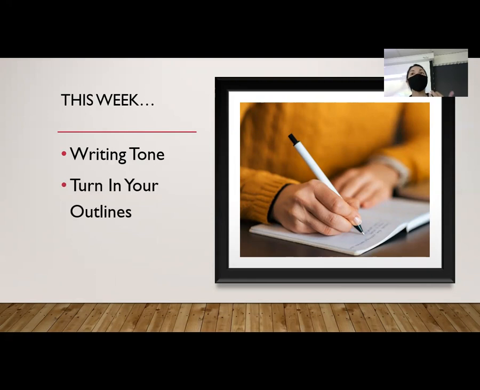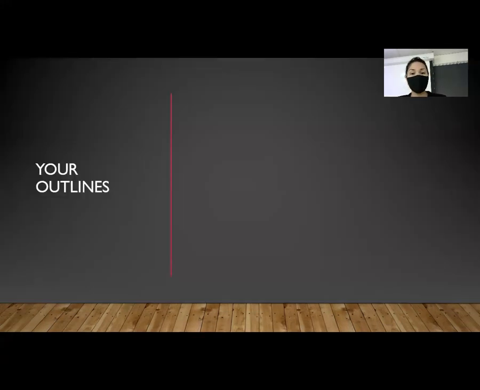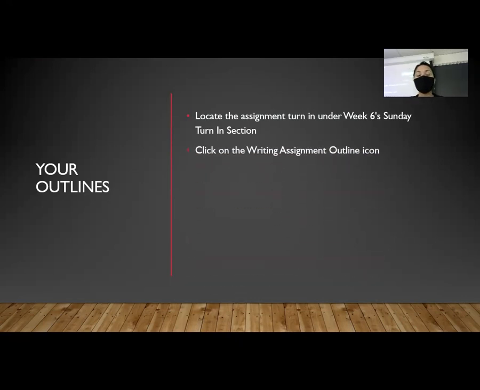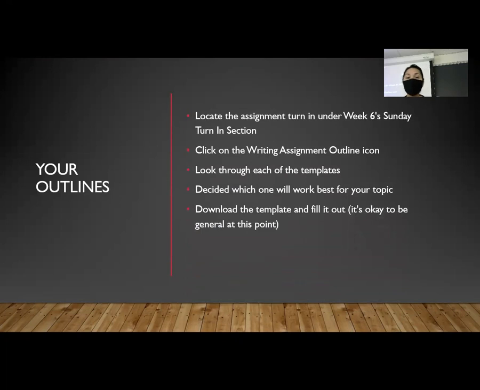Also in this week's Sunday section turn in, you will find a turn in for your outlines. Let me give you some instructions for it really quick. For those outlines, locate the assignment turn in under week 6's Sunday turn in section. Click on the writing assignment outline icon, look through each of the templates, and then decide which one will work best for your topic. Download the template, fill it out, and then turn it in on Sunday of this week, October 4th.